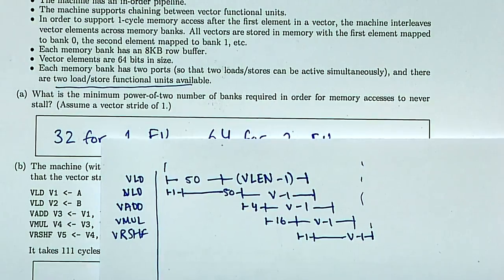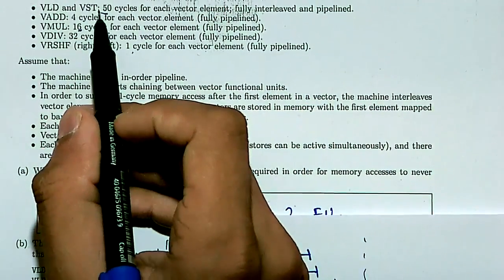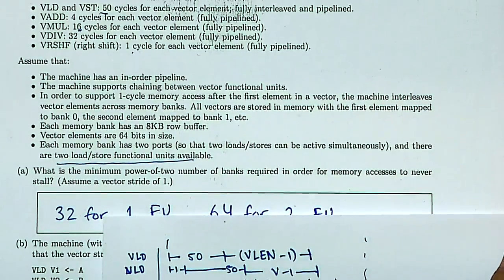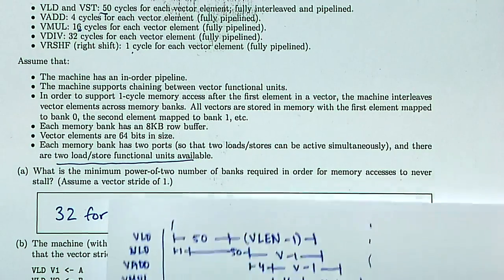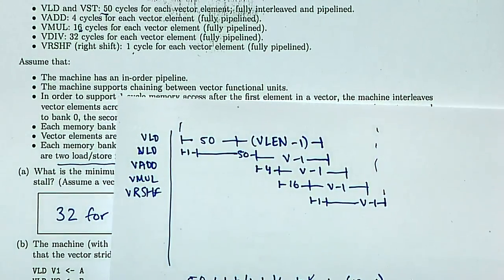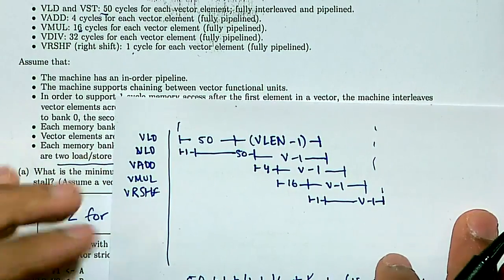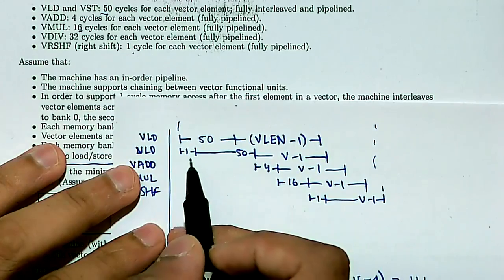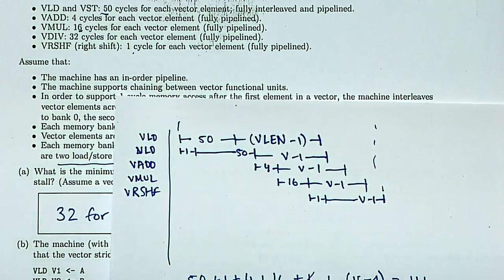So that's a good question. Nothing was specified about fetch and decode in this question. They just told you that vector load and vector store are 50 cycles for each vector element. So do we assume 1 cycle because that's the least amount we need? 1 cycle for what? 1 for fetch and 1 for decode?